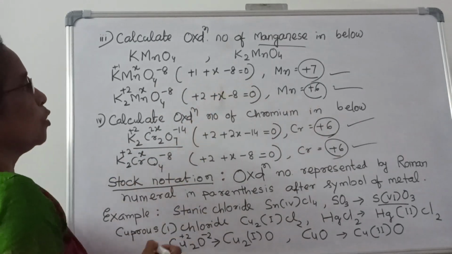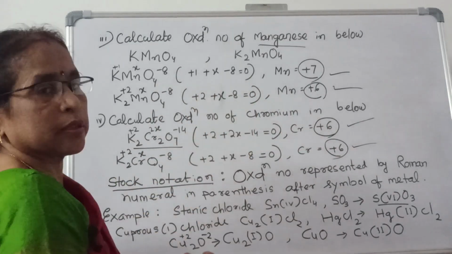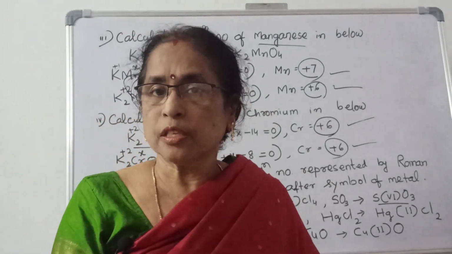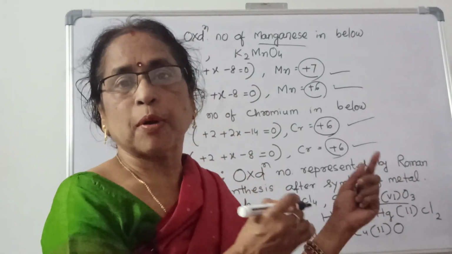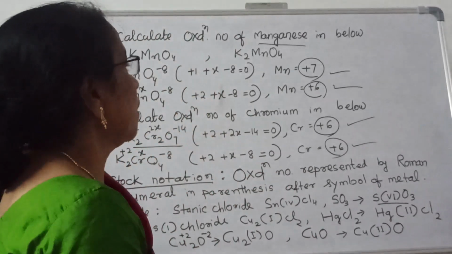So it should be equal to 0 and X equal to plus 7. What is X? The oxidation number of manganese in potassium permanganate is plus 7.